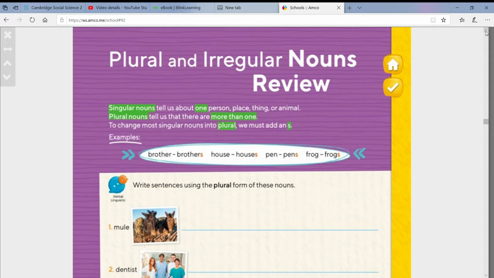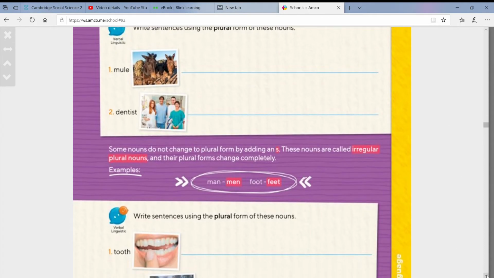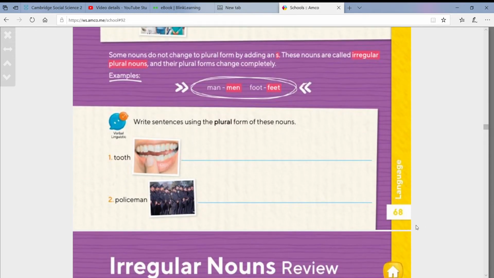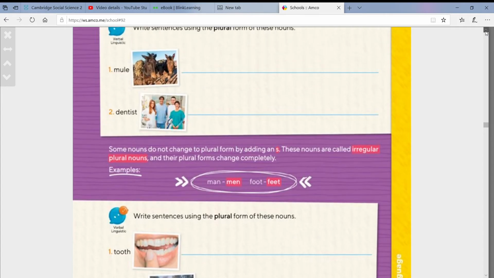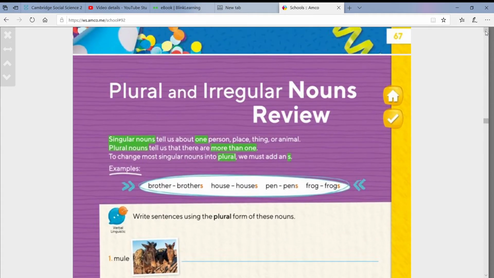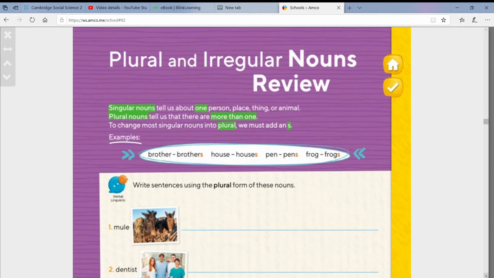So you need to open your AMCO book and turn to page 68, a 6 and an 8. Page 68. Okay, now what we're going to do today is have a look at plural and irregular nouns. So remember, in the last class we had a look at some nouns. That nouns can be people, places, animals, or things.